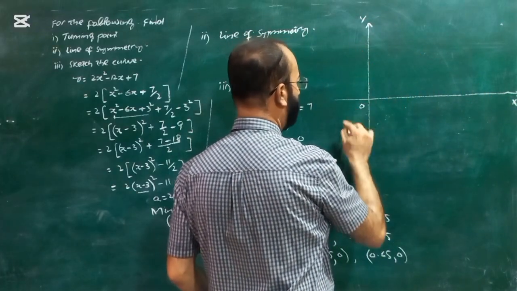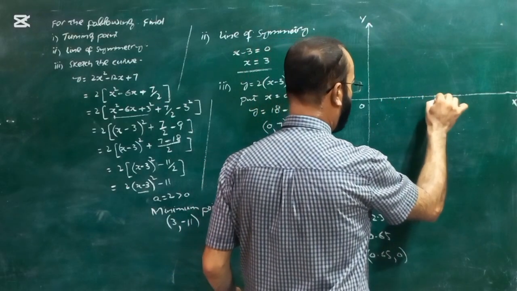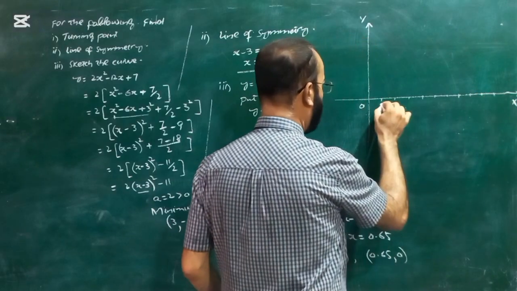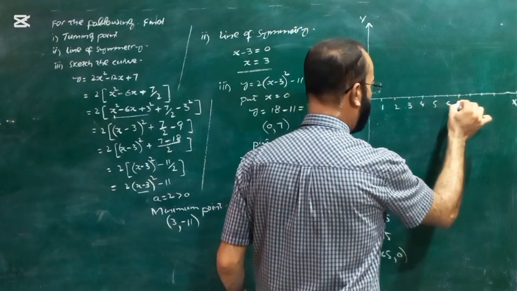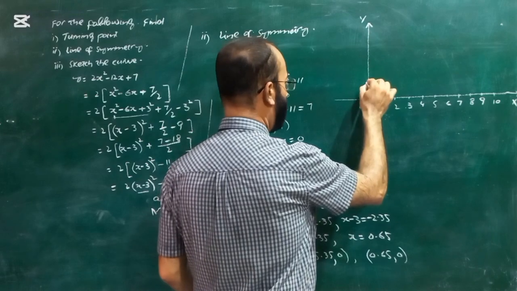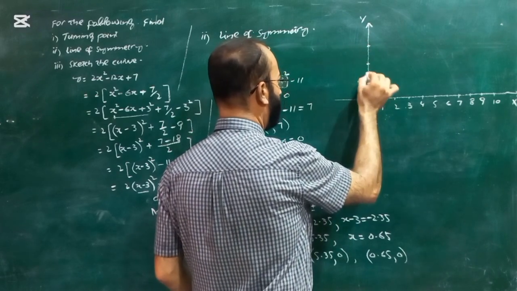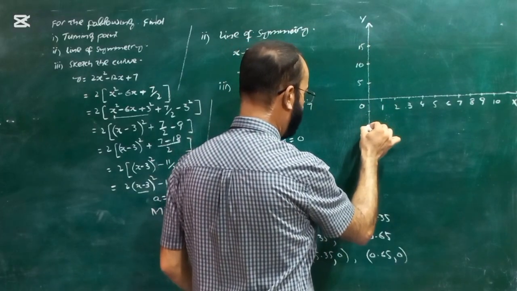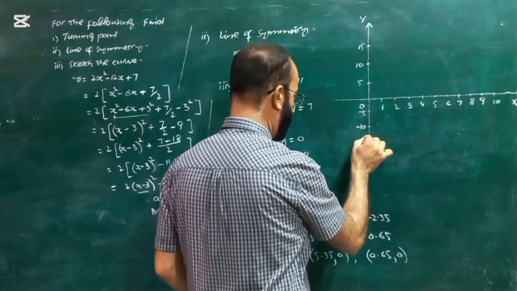Here is the origin. So for example, 1, 2, 3, 4, 5, 6, 7, 8, 9, 10. From here take 5, 10 and 15. From here, minus 5, minus 10, minus 15.